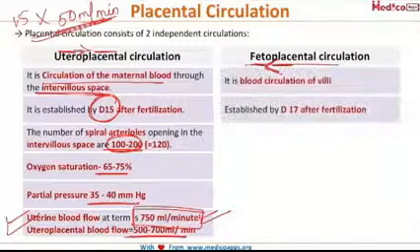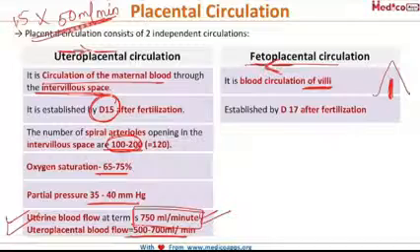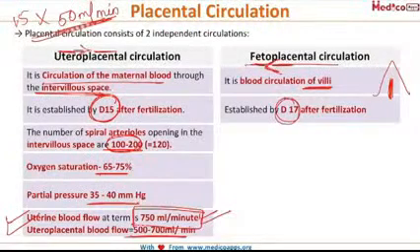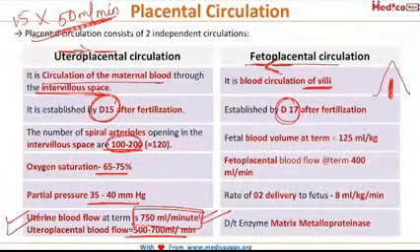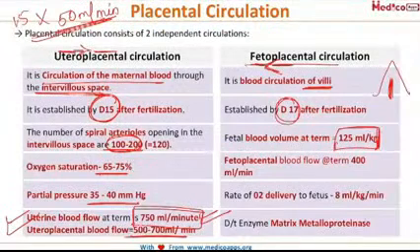It comprises mainly of the blood circulation in the villi, because it is here that the fetal blood vessels are opening in the villi, making it a tertiary villi. And this is established by 17 days after fertilization, that is 2 days after the establishment of the uteroplacental circulation. Now another important question is the fetal blood volume at term, and it is 125 ml per kg. Now the next question is fetoplacental blood flow at term, and it is 400 ml per minute.